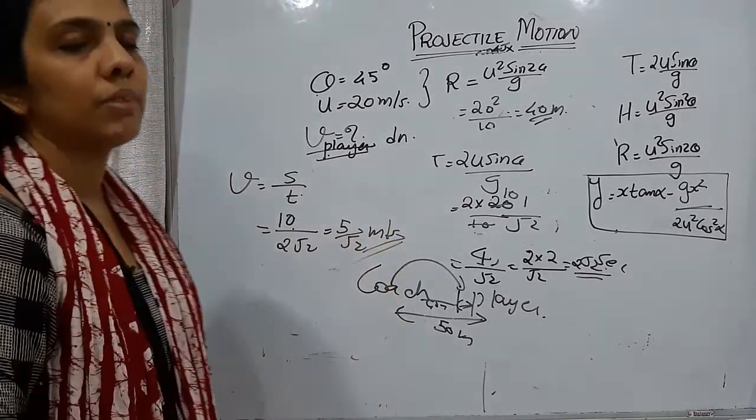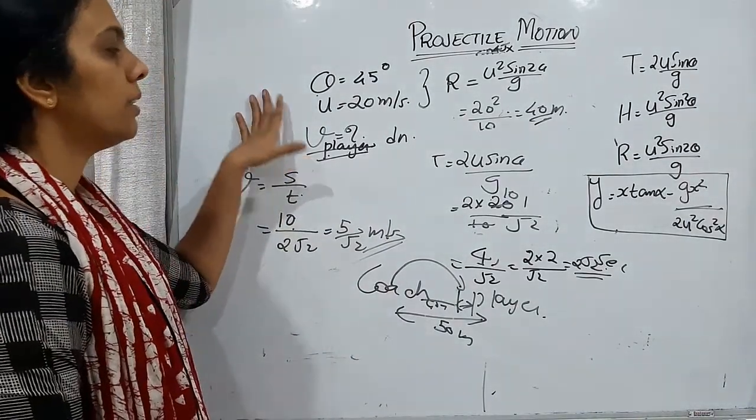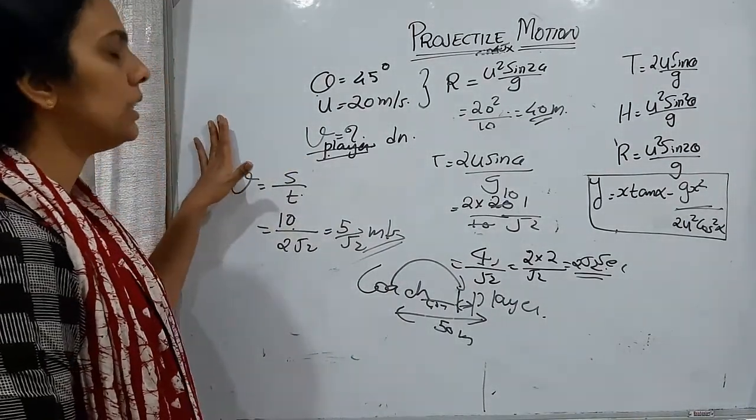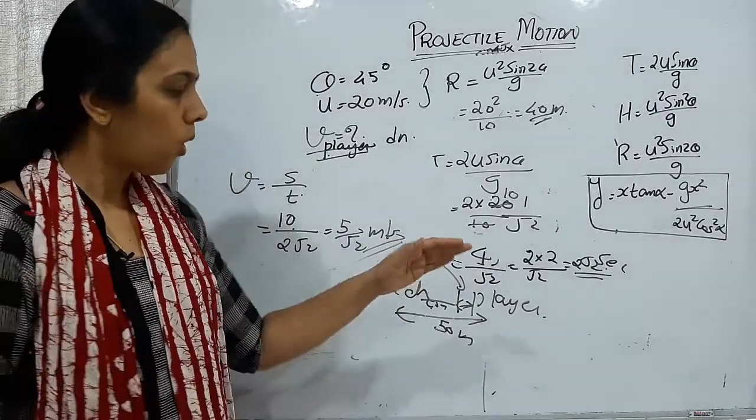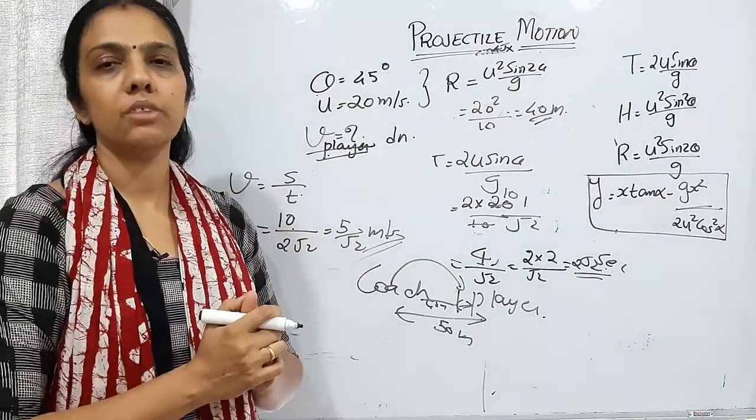Okay, this is the velocity of the ball. Clear? This is how we will be finding out the velocity of the player. So already he is at a distance of 50 meter. He needs to come 10 meter forward.